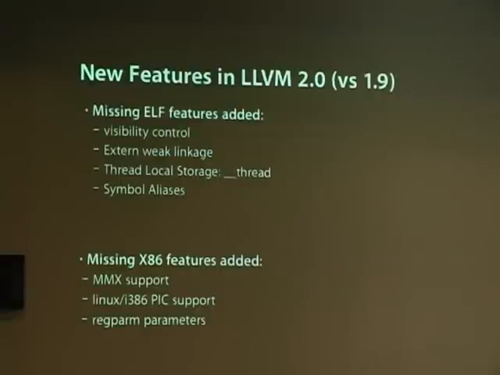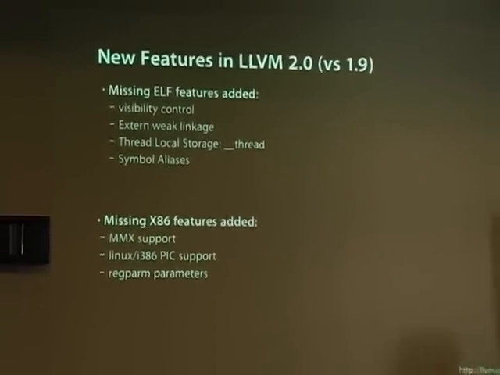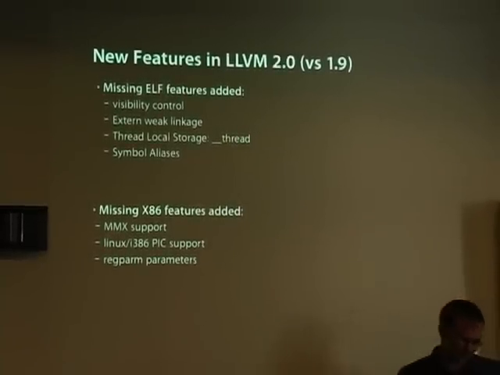Other features are target specific. For example, on x86, LLVM 2.0 brought full support for MMX. We already had SSE support and other things, but MMX is the unloved bastard child of vector extensions for x86, and code needs it, and we didn't support it, now we do. It also brought PIC support for Linux, regparm parameters, things like this.